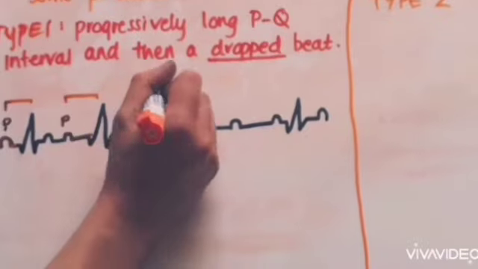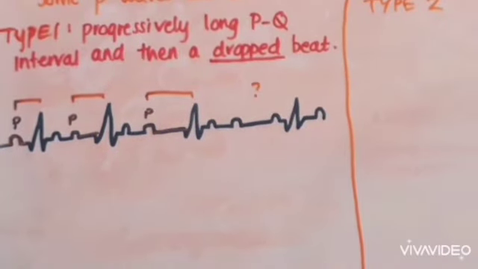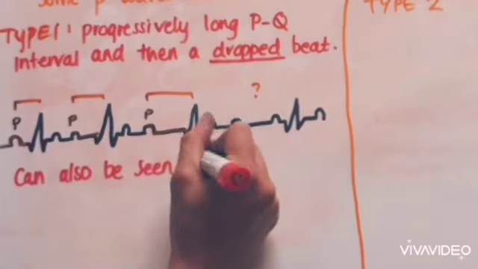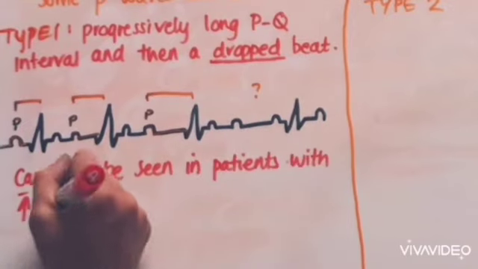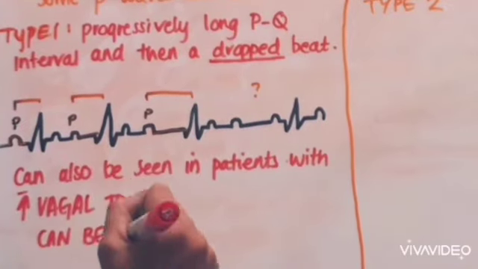Here I've drawn in most of the P waves. I did forget the one by the question mark, oops. But as you can see, the orange lines represent an increasing PQ interval, and then suddenly there's no QRS complex. So there will be a P for every QRS, but there won't be a QRS for every P.